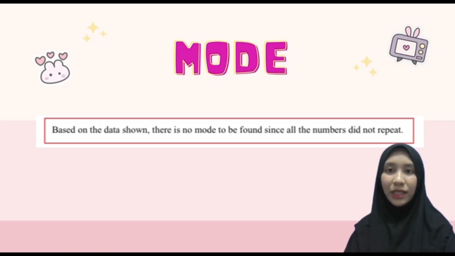Lastly, mode. The mode is the number that repeats most often in a data set. Based on the data shown, there is no mode to be found since all the numbers did not repeat.